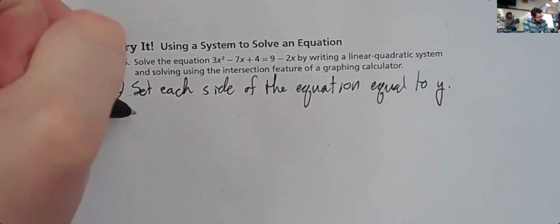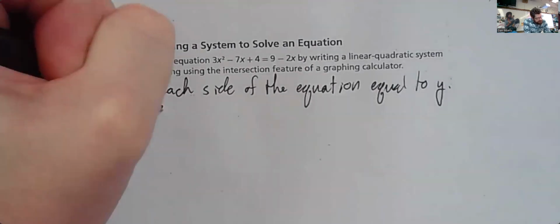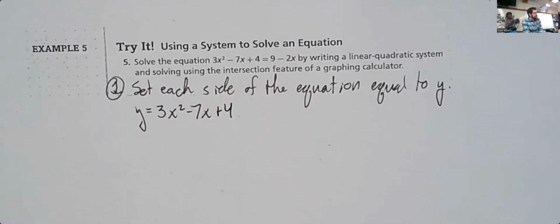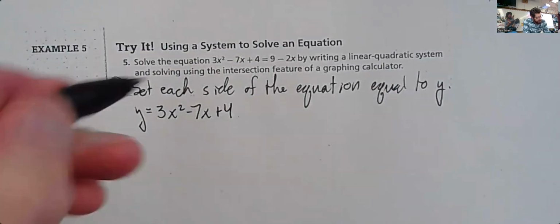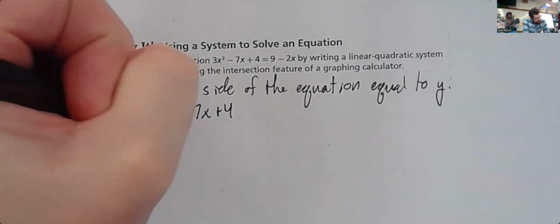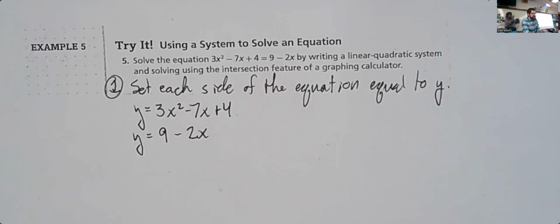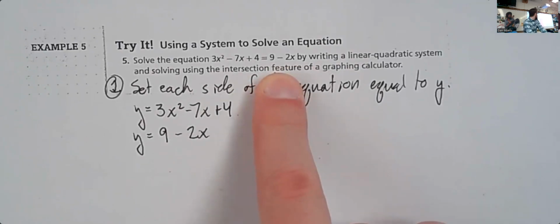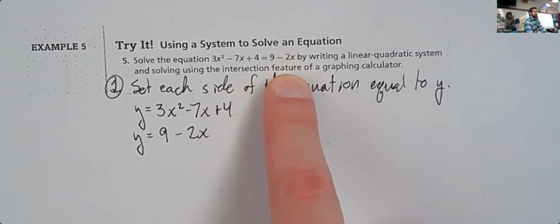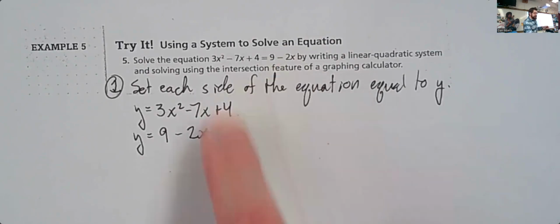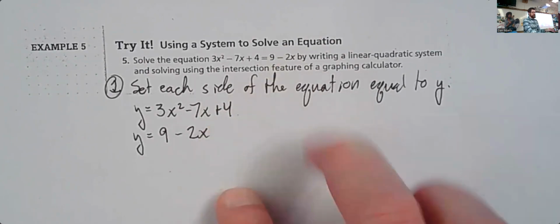So first one is going to be y equals 3x squared minus 7x plus 4. And the second one is going to be y equals 9 minus 2x. So we're just taking each side of those and setting them equal to y. It's basically the opposite of what we had done before. This is like the exact opposite of the word problem, actually. So I'm going to pause here for a second. I'm going to flip back to that word problem to show you real quick.